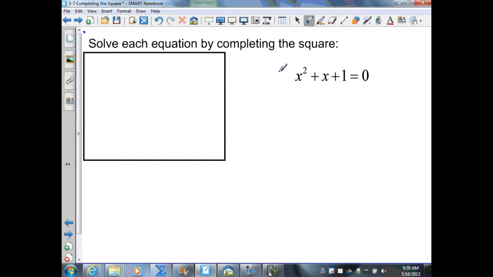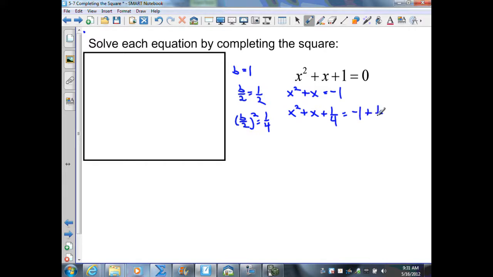Again, in this example, they want me to solve by completing the square. Let's start by getting our quadratic and linear term isolated. So I'll have x squared plus x equals a negative 1. Let's complete the square. That gives me b equals 1. b over 2 is 1/2. And then b over 2 squared is 1/4. Let's add that to both sides of my equation to balance the equation. That gives me x squared plus x plus 1/4 equals a negative 1 plus 1/4.